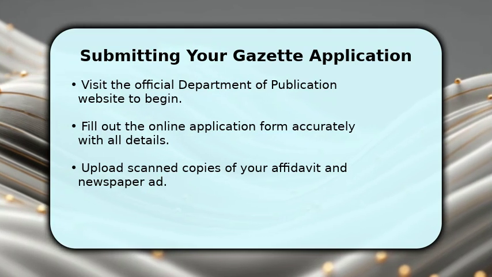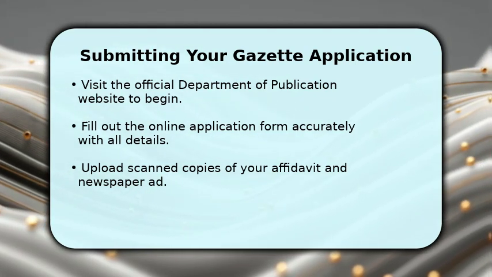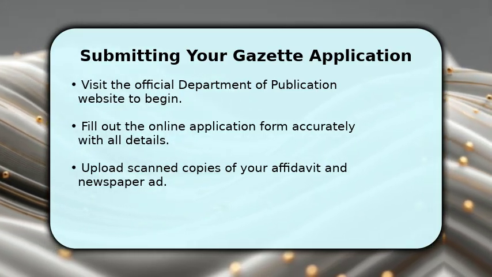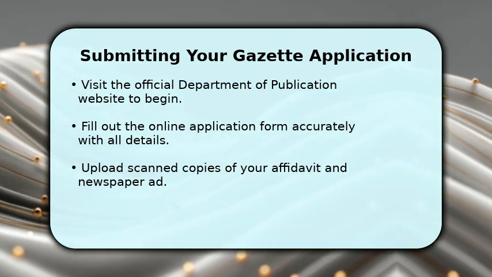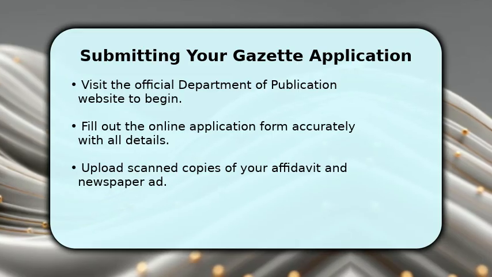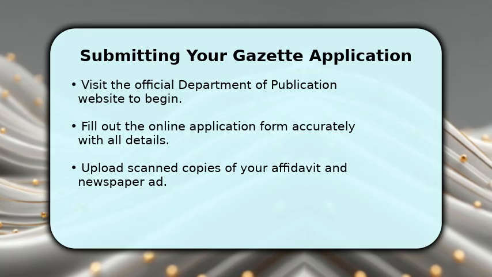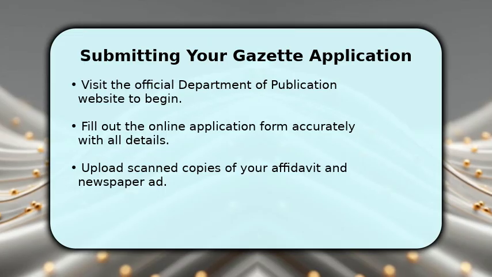Now, let's move to the online application. Navigate to the official Department of Publication website to access the Gazette application portal. Carefully fill out the online form, ensuring all personal details and new name information are accurate. You will then need to upload scanned copies of your attested affidavit and the published newspaper advertisement. Double-check everything before proceeding to the next stage.